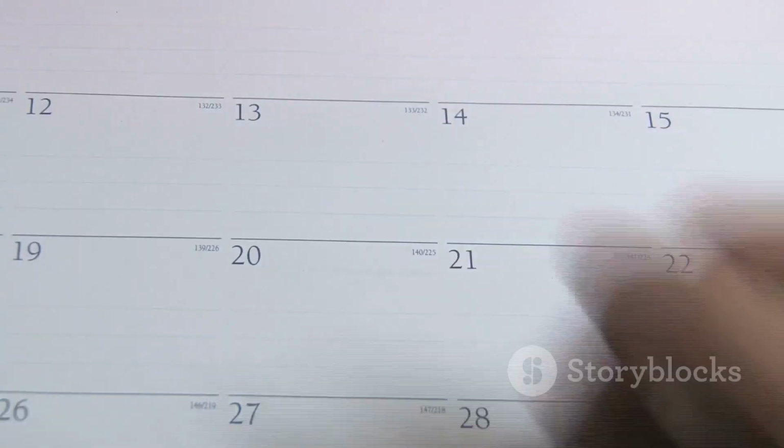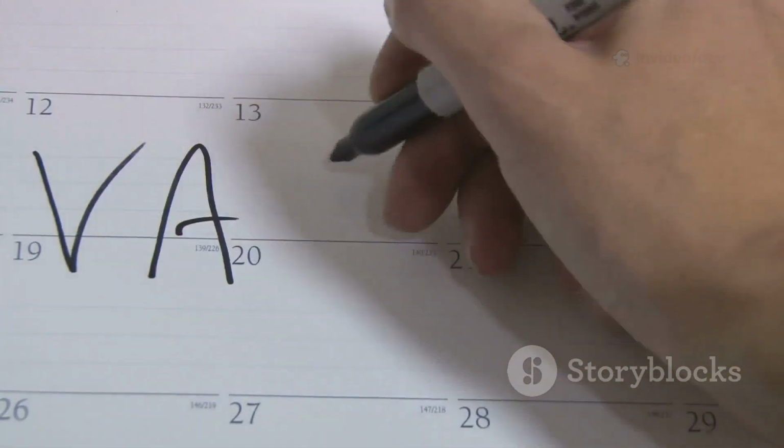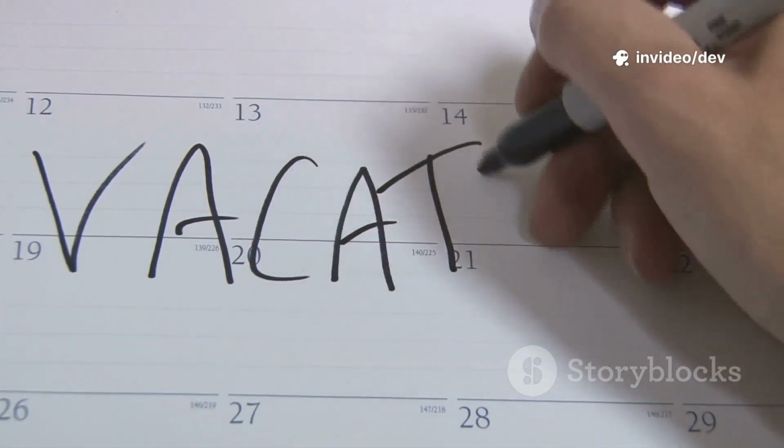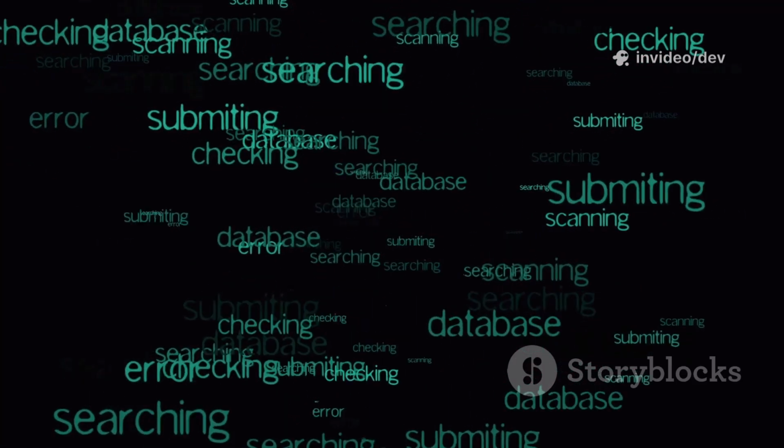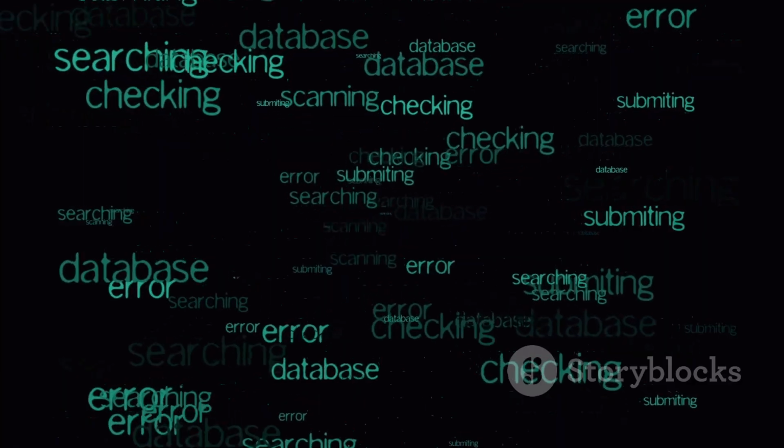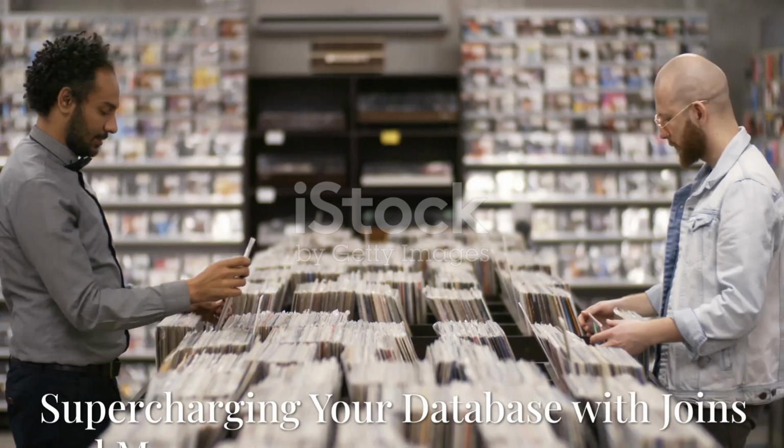For a release date, you'd use a date or timestamp. Using the right data type ensures data integrity, like making sure you can't put the word banana in a column meant for numbers.